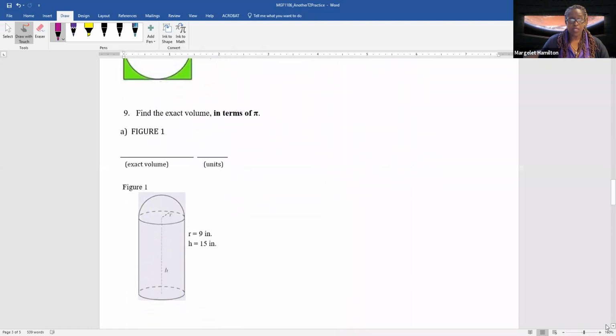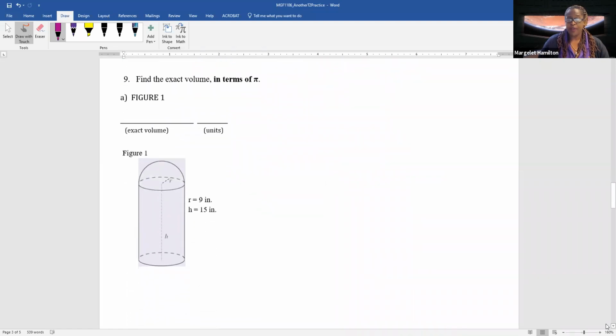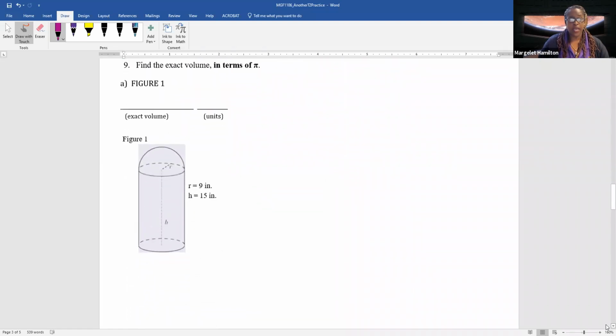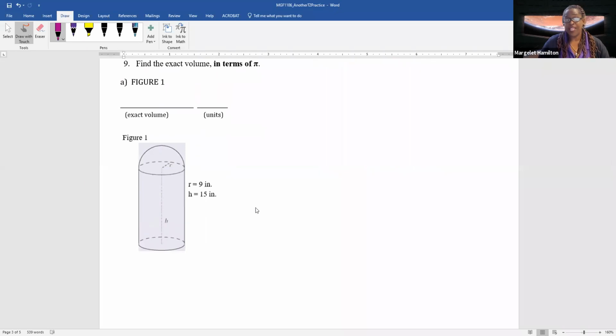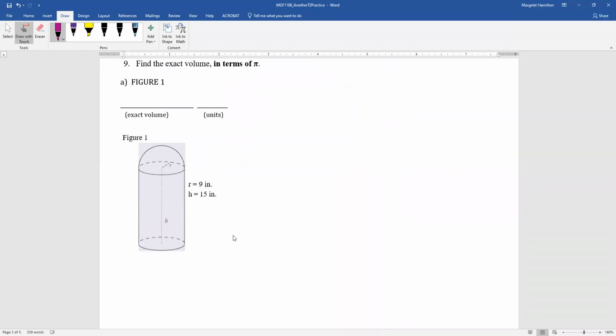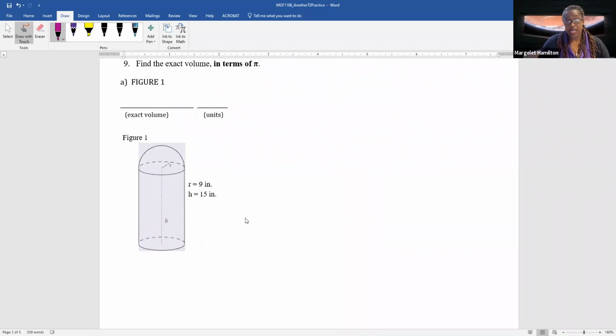Now let's look at one of these. You're gonna have 3 of these on the test. Remember, we had 2 of them in the lesson, right? You're gonna have 3 of them on the test. Okay, so we gotta do it. But look, it's in terms of pi, so that's wonderful, right?